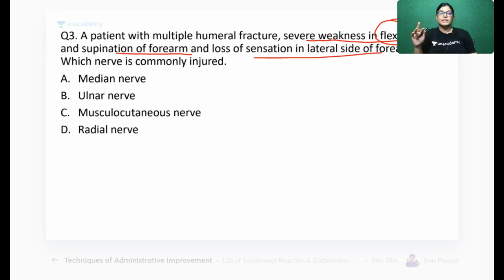The key point mentioned here is the humerus is fractured and there is loss of sensation on lateral side of forearm. That means the lateral cutaneous nerve of forearm is involved. We know that lateral cutaneous nerve of forearm is a branch of musculocutaneous nerve. Also, the muscles supplied by musculocutaneous nerve are biceps brachii, brachialis, and coracobrachialis. So it will also affect the supination. So the correct answer will be musculocutaneous nerve.